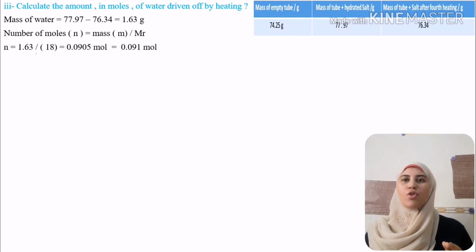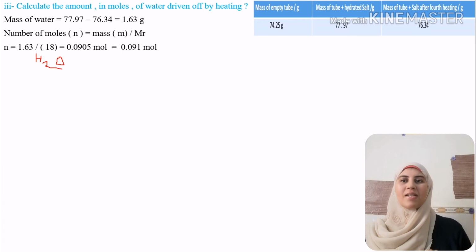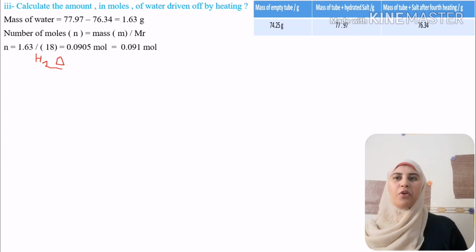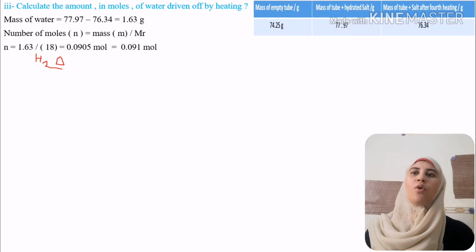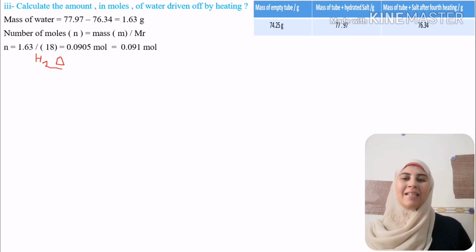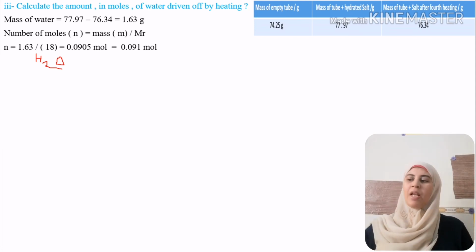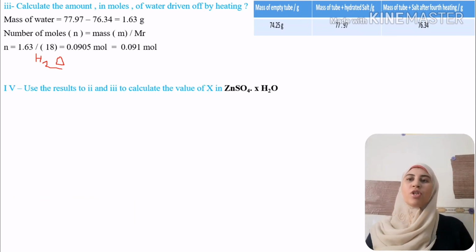Water is H2O. H is 2 times 1 is 2, H2O. Hydrogen is 2 times 1, 2 plus 16 equals 18. So just divide the mass over the relative molecular mass of water. So it is the number of moles of water in our compound. Let's transfer to the next question from the results 2 and 3.